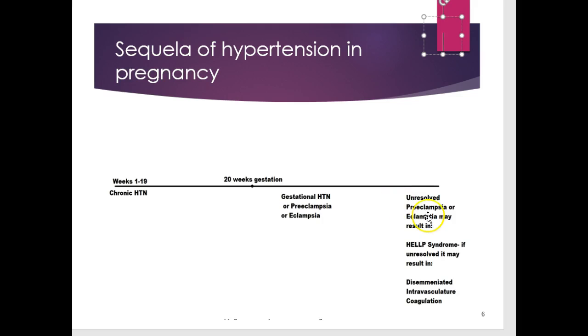I showed here that unresolved preeclampsia or eclampsia can result in HELLP syndrome, and that's a syndrome where you have coagulation problems we'll talk about. If that is not resolved, then we will go into DIC, disseminated intravascular coagulation. You guys, this is very hard to recover from. Many times people do not come back from DIC. As we know, they lose all their clotting factors. They bleed out of their nose and out of their IV site.